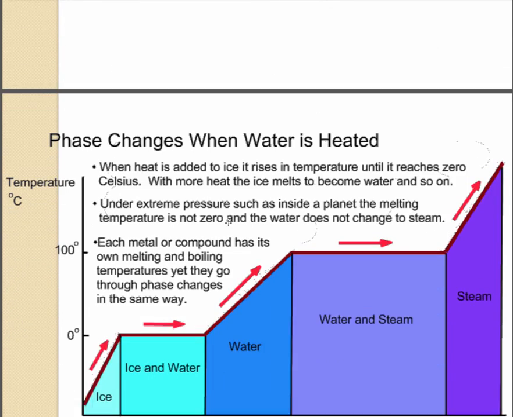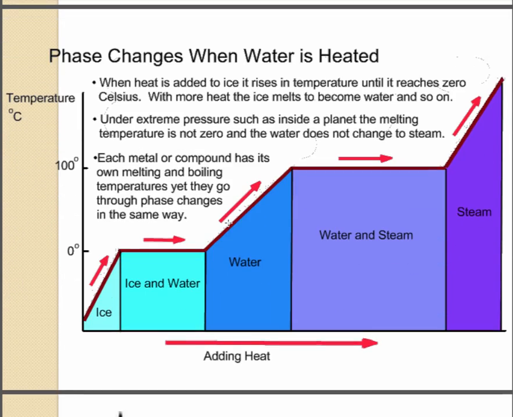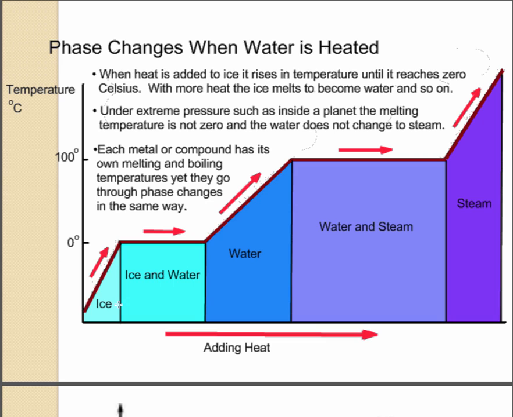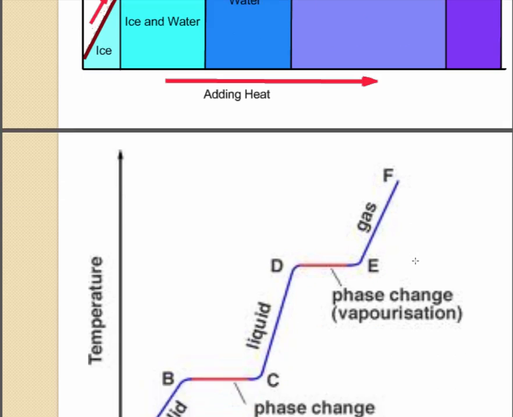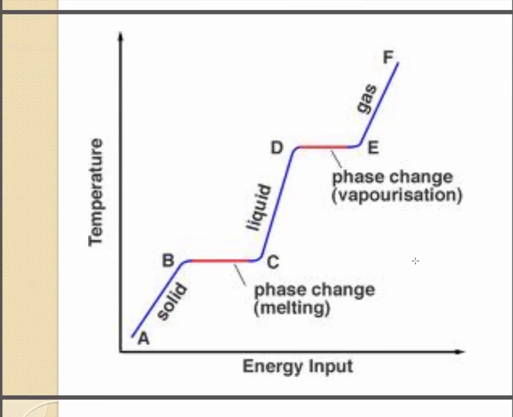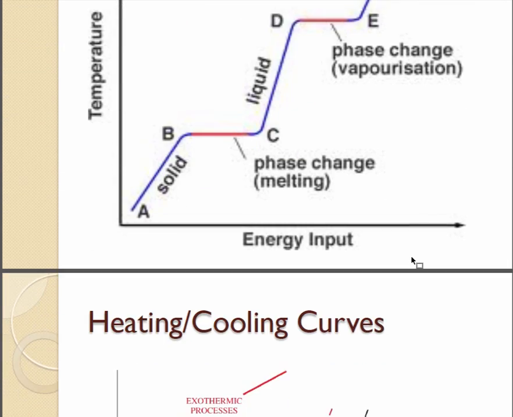Just another pretty little diagram I clipped off the web. Ice, a mixture of ice and water. Water, a mixture of water and steam. While I'm boiling, nothing happens to the temperature. While I'm melting, nothing happens to the temperature. But in the warming regions of solid, liquid, gas, of course. Nothing much to say about that one.